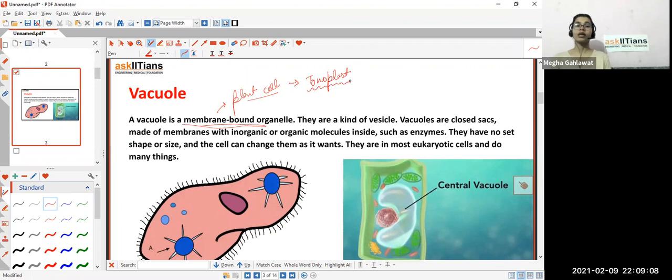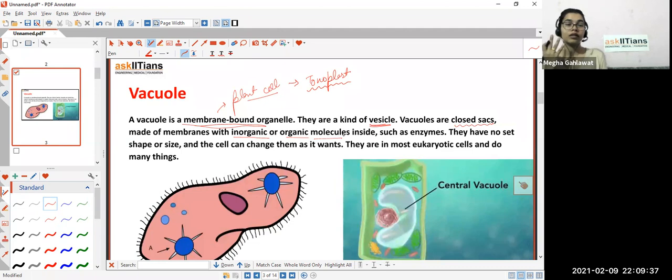Okay. Now see, vacuoles are also a kind of vesicle. Why vesicles? Because these are also bubbles, right? They are doing the same function as vesicles. They're also storing things. They're just not bursting like vesicles, okay? Now see, these are closed sacs. That means these are closed compartments, and their membranes could be made up of multiple molecules, okay? Multiple molecules, and inside of that, they can have so many things.